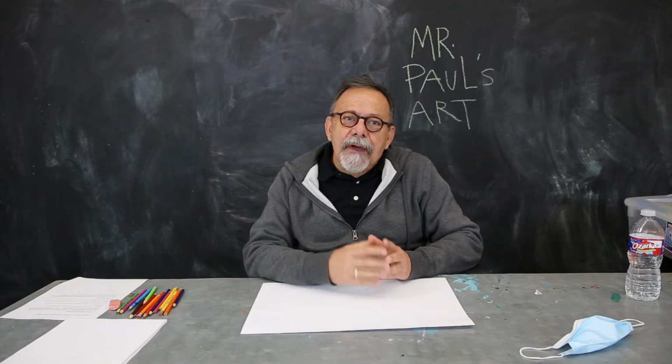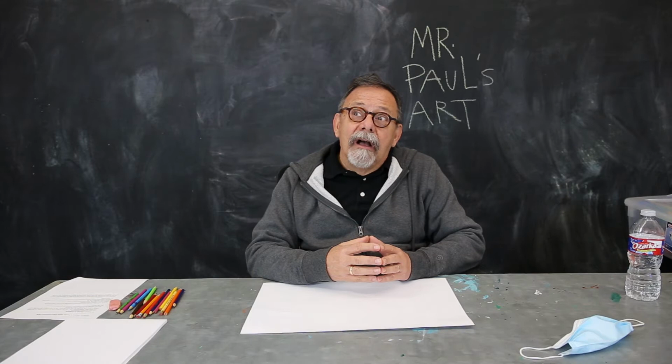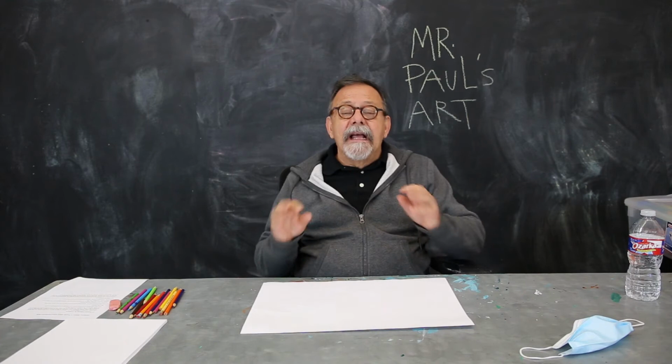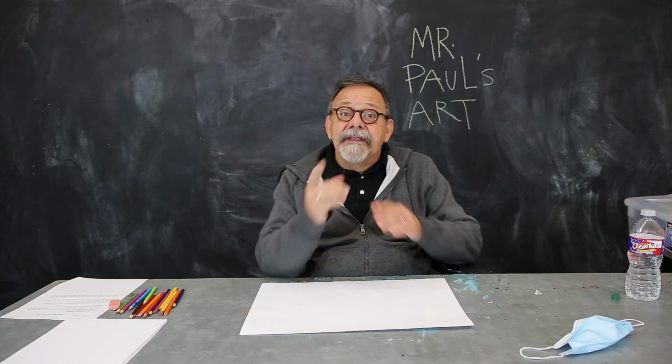I want you to think of a creature that you have seen, or have created yourself. I would love that. And for those of you who may have a little problem coming up with ideas, think of it this way: choose three or four animals and combine them into one animal.